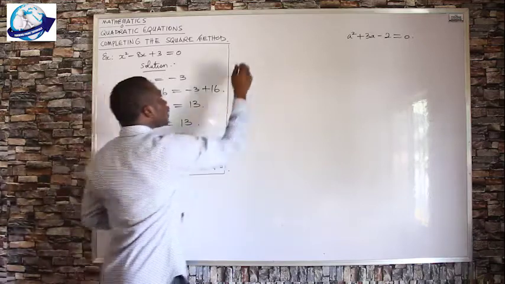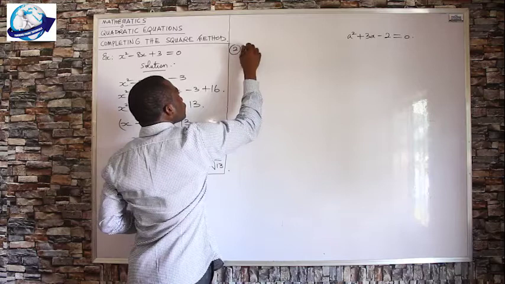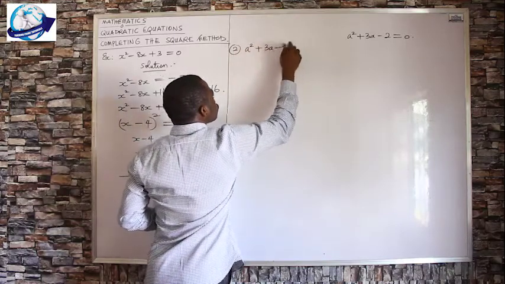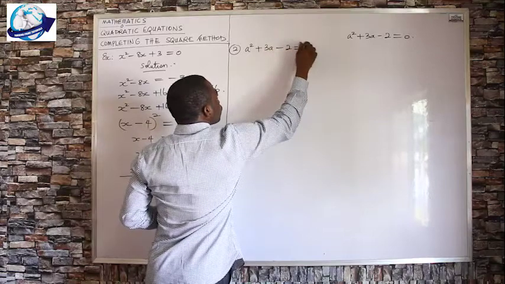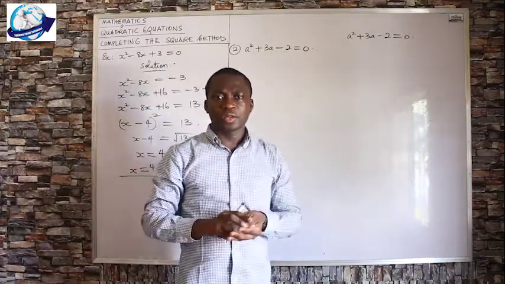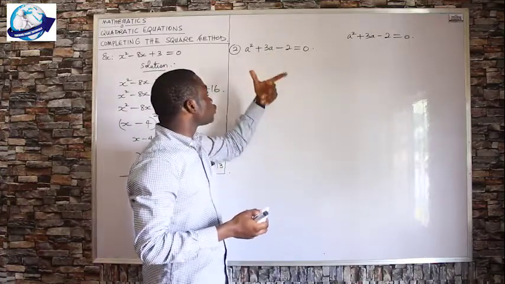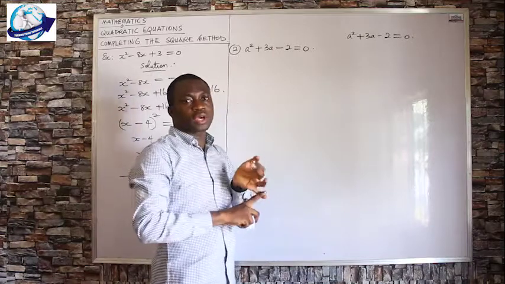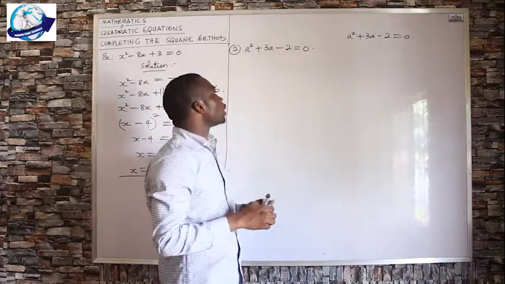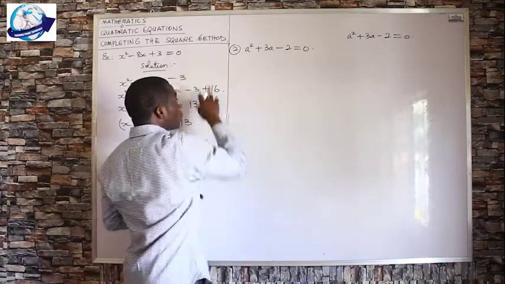Now bring that down. We have, let me call that example 2. We have a squared plus 3a minus 2 equals 0. If you look at this question very well, you discover that there's no way you can factorize the left hand side. There's no two values that when you multiply you get minus 2, when you add you get plus 3. If you try, you will waste your time. So what you do is to use the completing the square method.